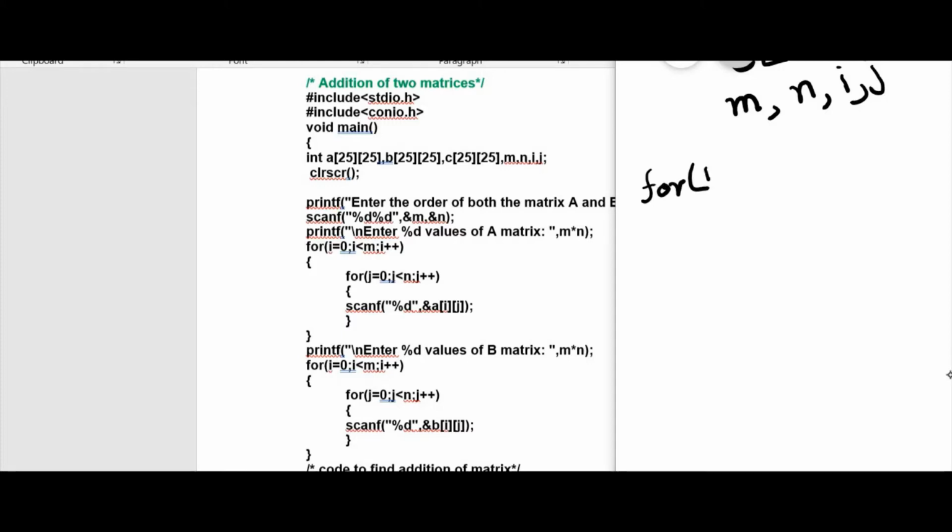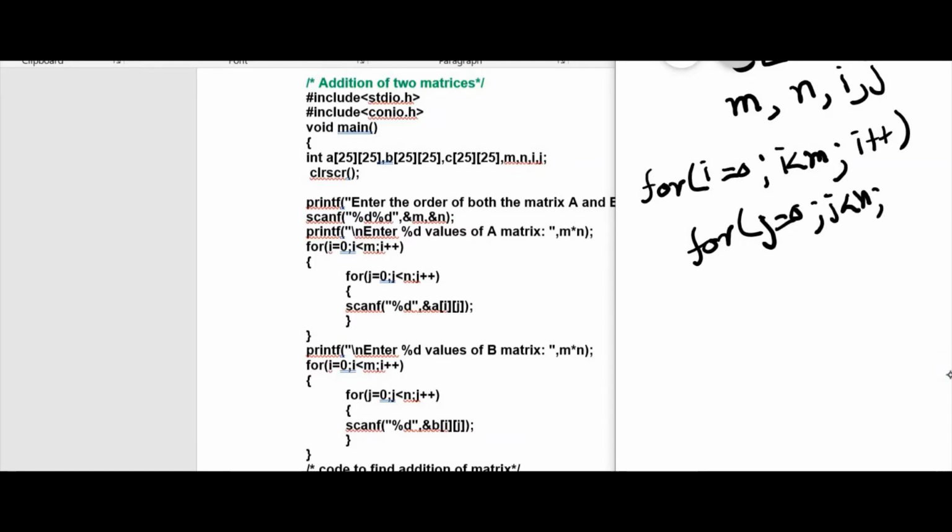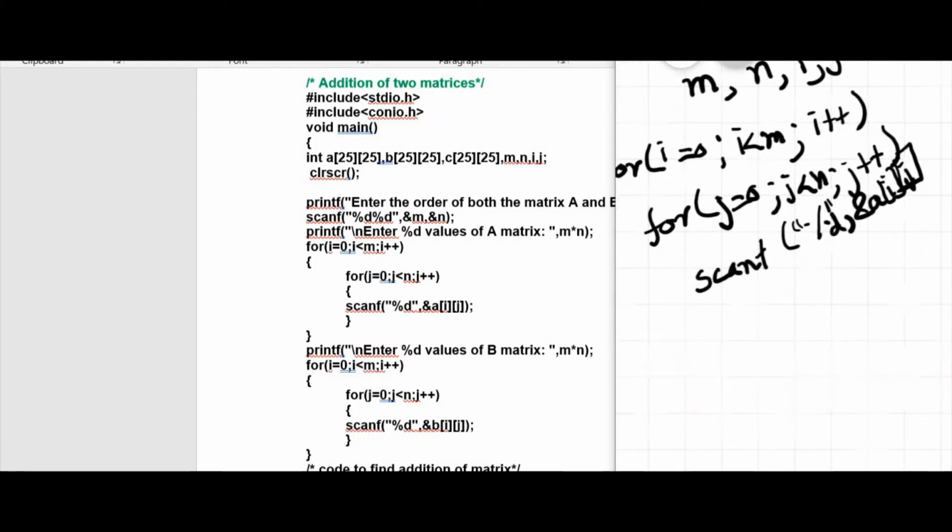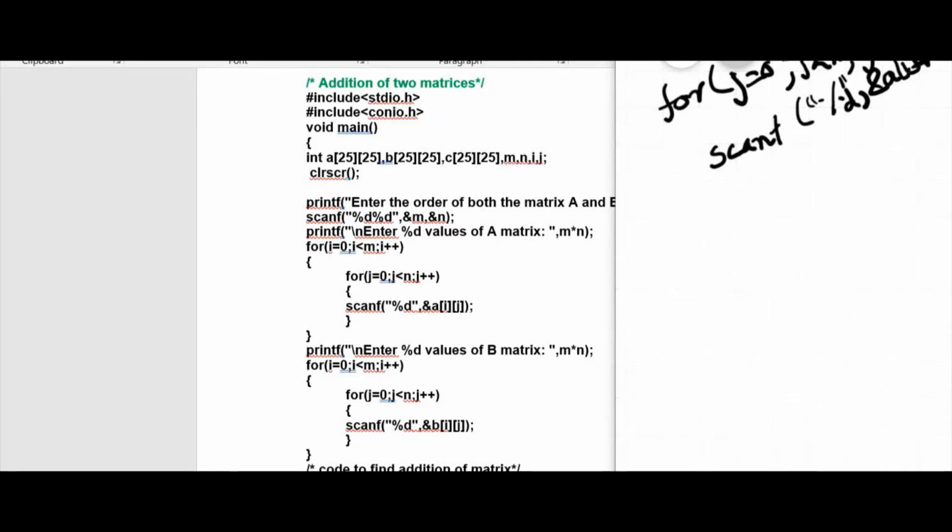So for i equal to 0, i less than m, and for j equal to 0, j less than n, I am performing scanning of the values and storing them in the array A of i comma j. Now, A of i comma j, how will it store? Let's see.